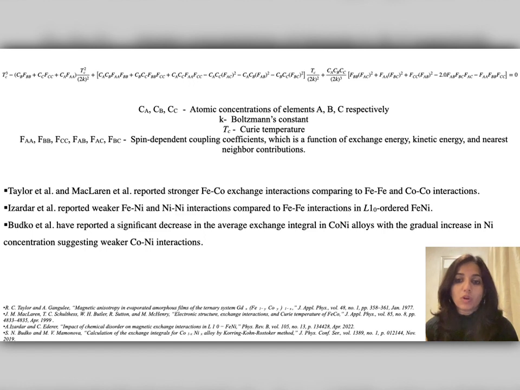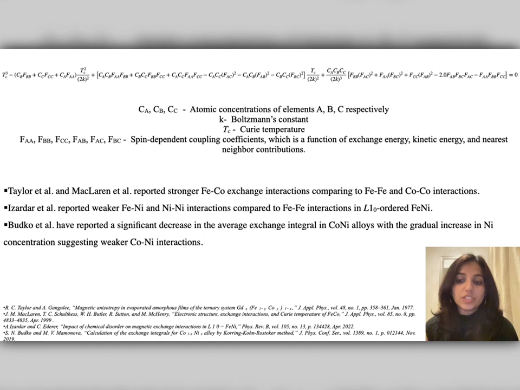Previous works have reported that iron-cobalt exchange interactions are much stronger than iron-iron and cobalt-cobalt interactions. For example, Isidar et al. have reported weaker iron-nickel and nickel-nickel interaction compared to iron-iron interactions in Elton-ordered iron-nickel. Similarly, Budko et al. have reported a significant decrease in the average exchange integral in cobalt-nickel alloys, with a gradual increase in nickel concentration, suggesting weaker cobalt-nickel interaction.